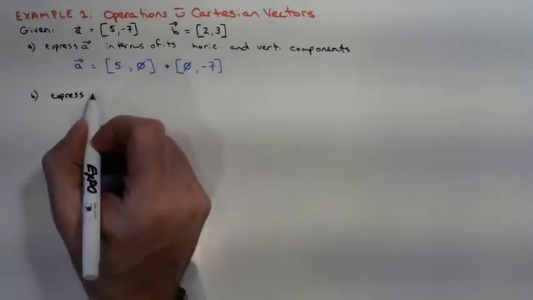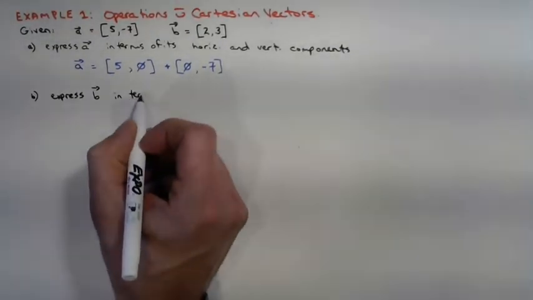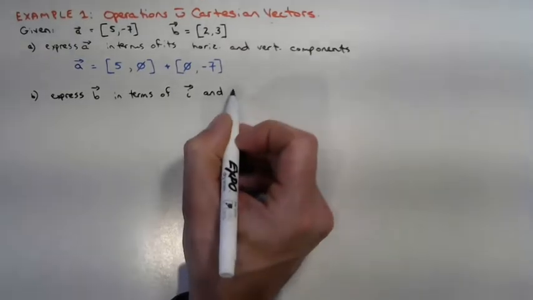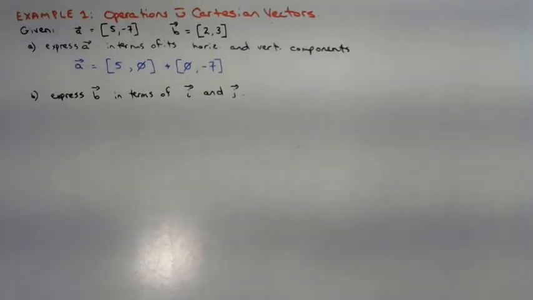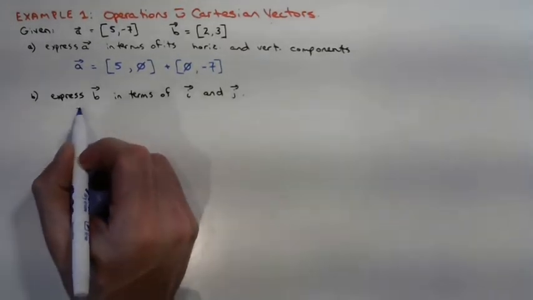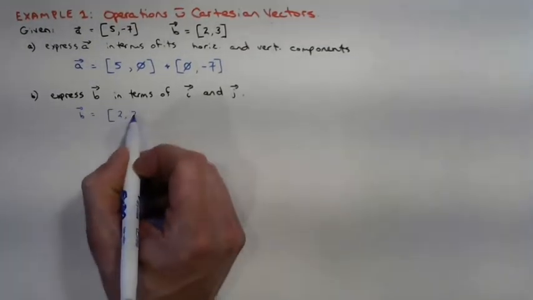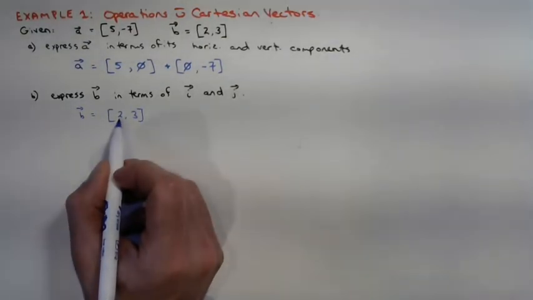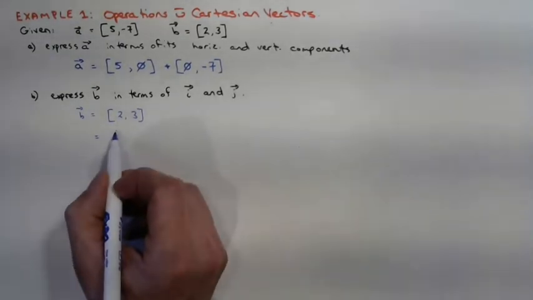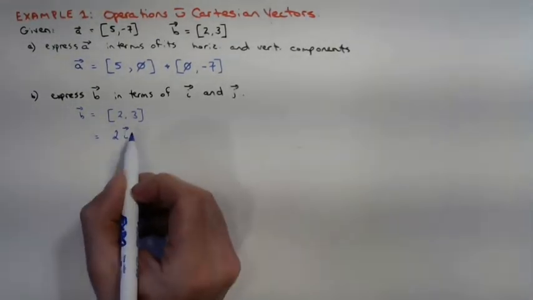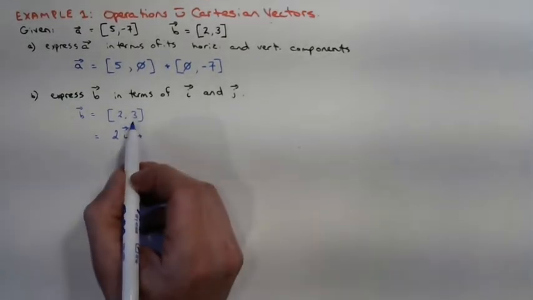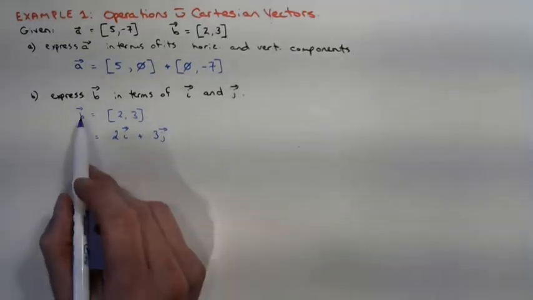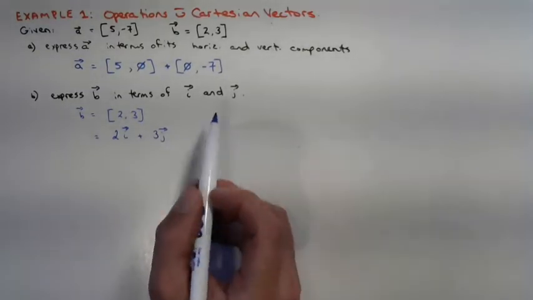Express vector B in terms of unit vector i and unit vector j. So just getting us used to different language here. Since B is the vector 2, 3, well, I can see that I have a magnitude of 2 in the horizontal direction. So that's going to be 2 times vector i plus 3 in the vertical direction. That's going to be 3 times the unit vector j. And that's done. There's an expression of vector B using the unit vectors i and j.